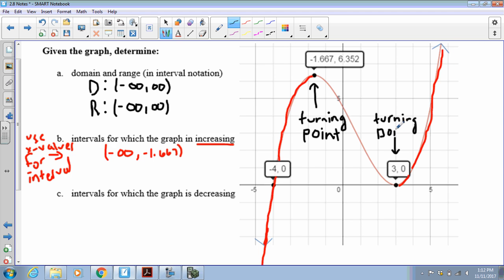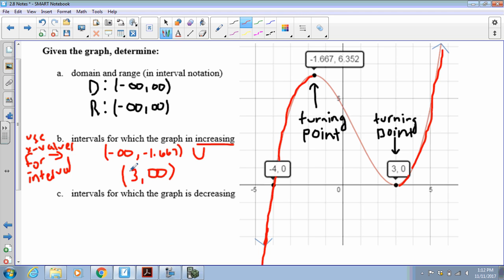So because we have multiple intervals in which the graph is increasing, we have to use the union sign. So make sure you have that. So now remember, we start at our x value because we're looking for basically between what x values our graph increases. So we start at 3, and then we go on to infinity. Now, remember, infinity signs, we always use parentheses.